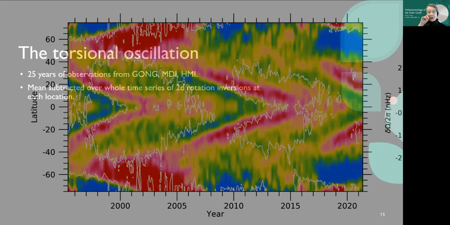The rotation picture isn't static either, and the small changes in the rotation during the cycle make up a pattern known as the torsional oscillation, which is closely associated with the magnetic butterfly diagram, where the active latitudes migrate towards the equator over the cycle. Now, this plot shows the pattern close to the surface after taking out a mean rotation value at each latitude. And you can see these bands of faster and slower rotation coming down towards the equator with each solar cycle.